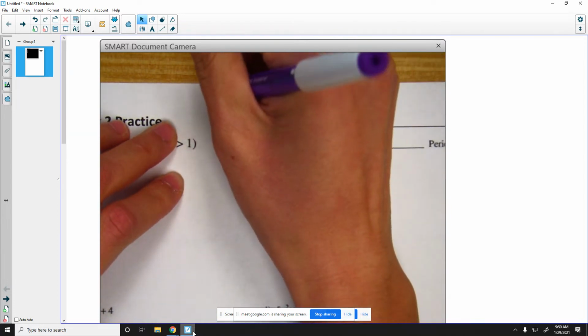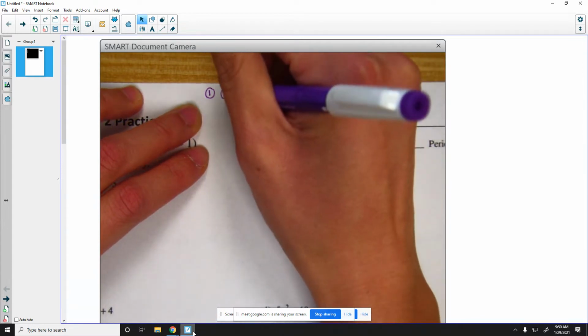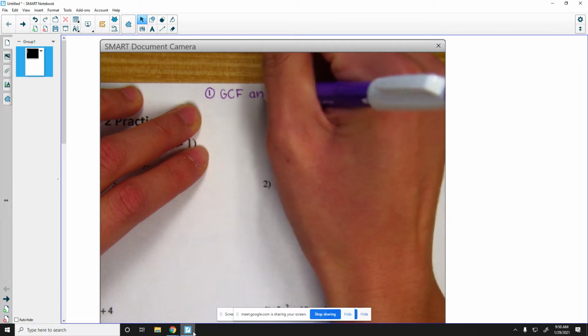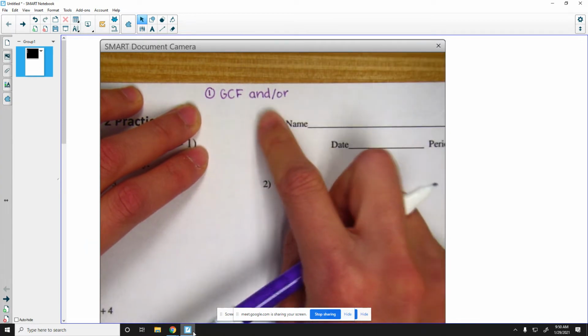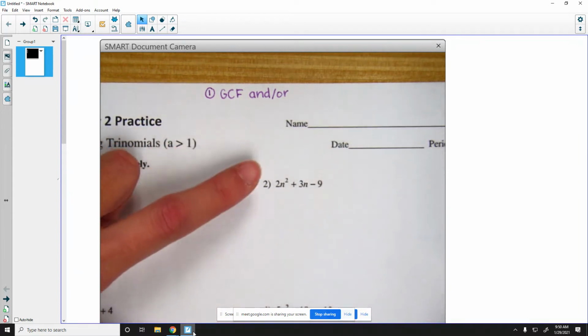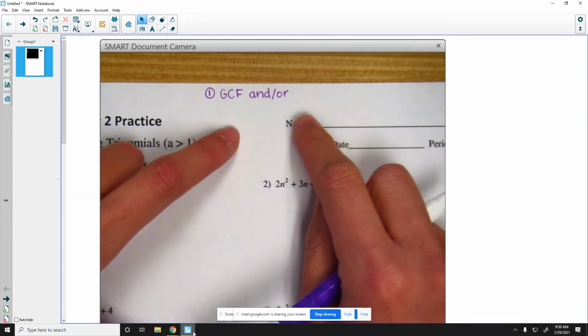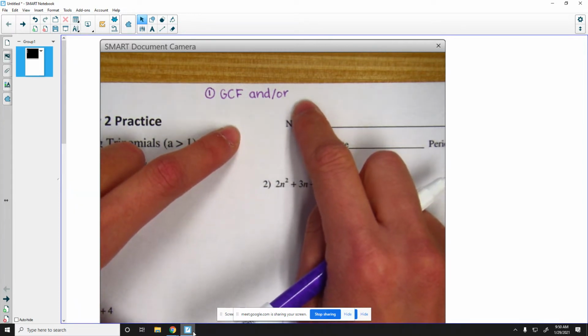So first step, let's all write this at the top of our paper, okay? Whenever it says to factor, what should you always do first? Take out, what? Well, you don't always have a 2. So take out GCF. Take out GCF and/or, meaning do this, or if you see this, do this. Sometimes your problem will start with a symbol and you have to get rid of it. So what is that symbol that you always have to factor out?